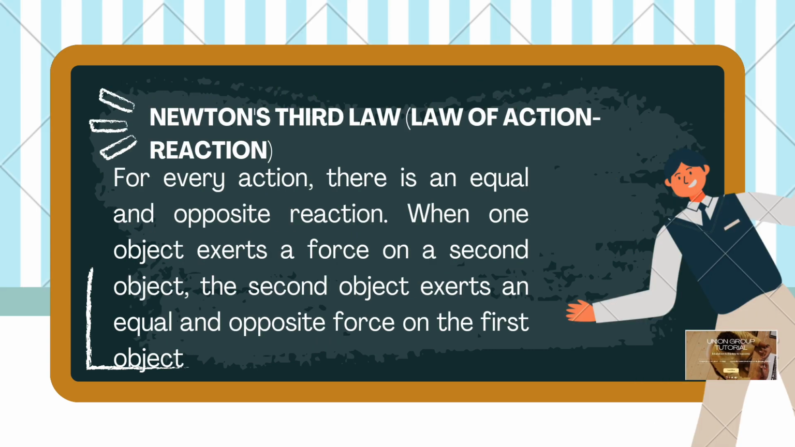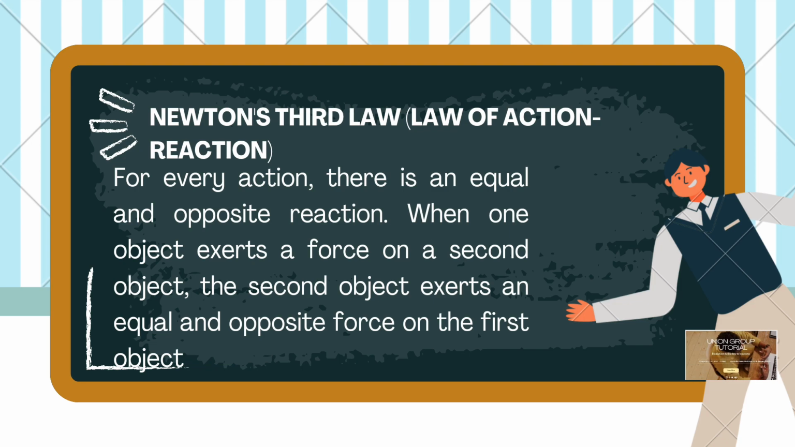So, Newton's third law of motion. What does Newton's third law of motion state? Newton's third law of motion states that for every action there is an equal and opposite reaction. When one object or body exerts a force on a second object or body, the second object or body exerts an equal and opposite force on the first object.